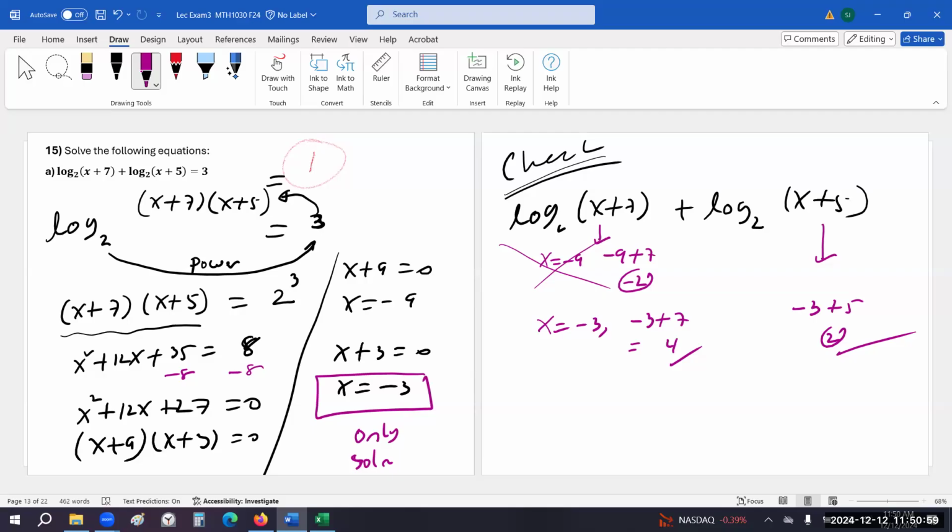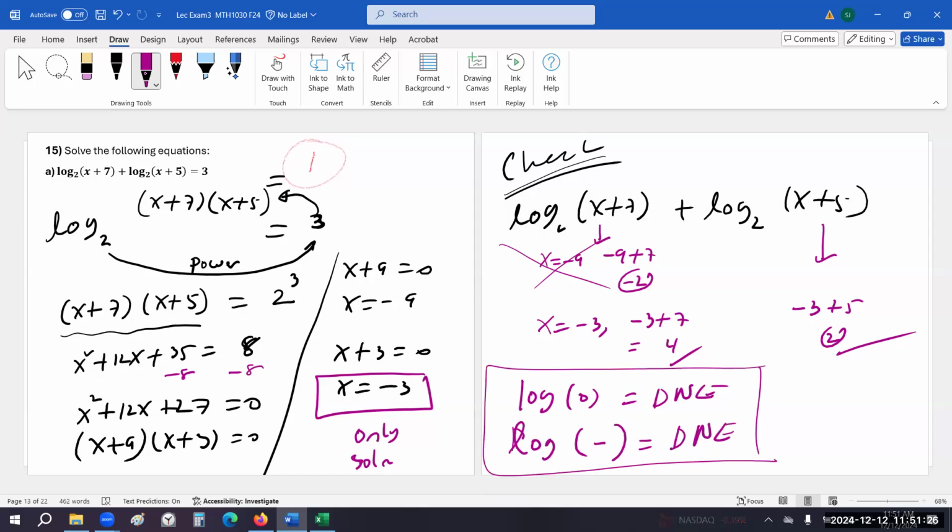So you must check your solution for log, radical, and denominator type of question. These 3 types of question you need to check your answer always. Here, log 0 doesn't exist, and log of any negative doesn't exist. So after substituting, if you get 0, it doesn't exist. Or if you get a negative inside the log, it doesn't exist. Log is a very special thing. It can only have positive things.